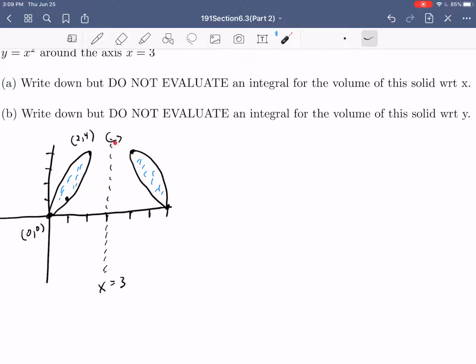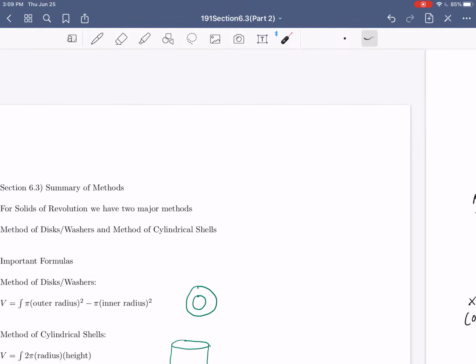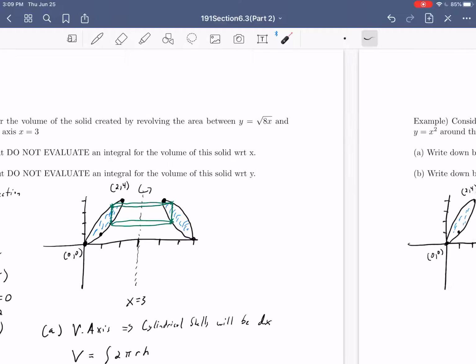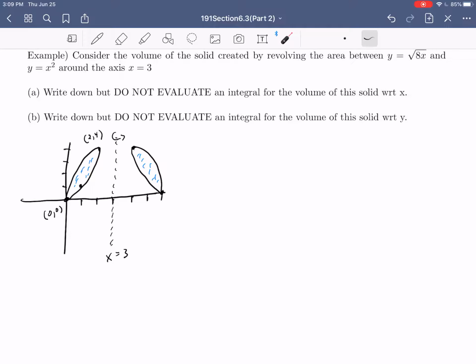Okay, perfect. So, let's go ahead then and think about how we're going to build an integral with respect to y. Well, we have a vertical axis of revolution. So, if we go back and check our little table here, vertical axis of revolution, we want to work dy. That tells us we'll be using disks and washers. Notice this is always going to be the case. If you're working on a single problem, which has a single axis of revolution, which they always are going to have, just one axis of revolution, then one of the methods will be dx and the other will be dy. You're never going to use the same method twice because they always have a different variable of integration here.